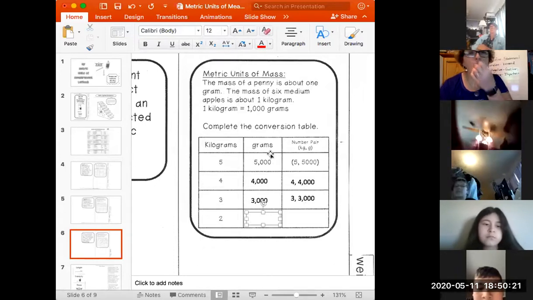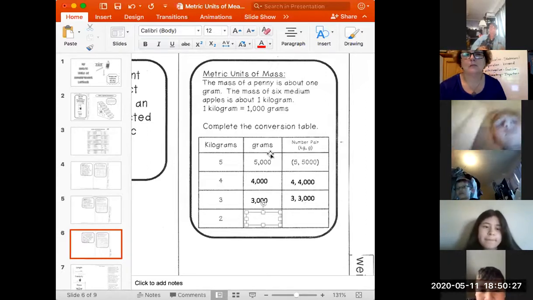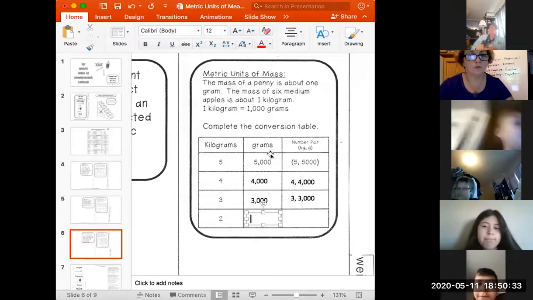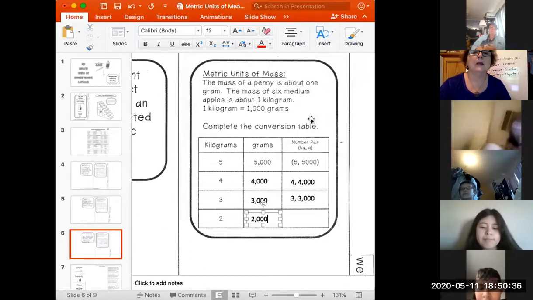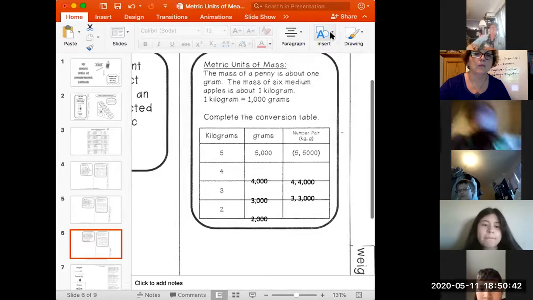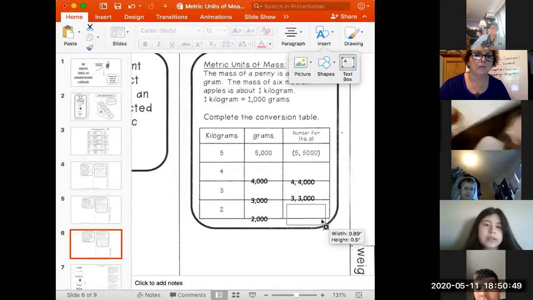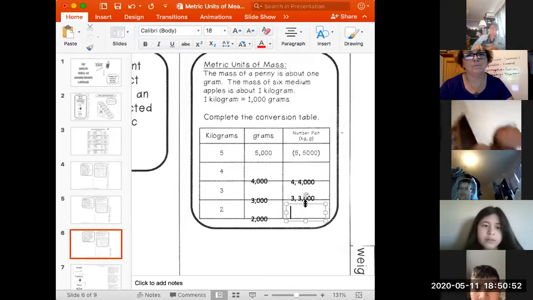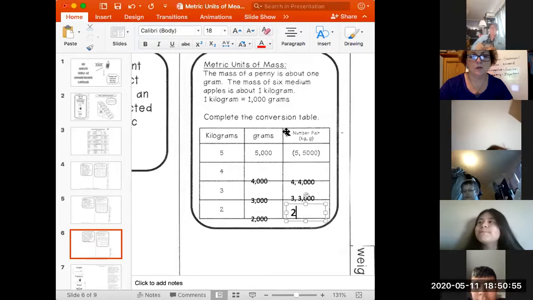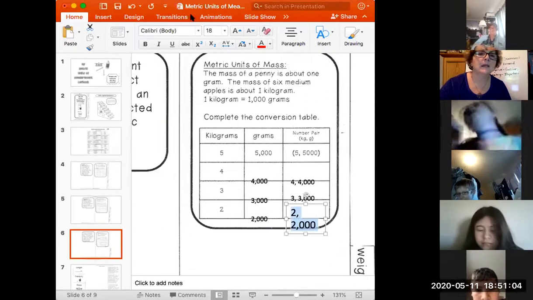All right. If I have 2 kilograms, Manny, how many grams is that? 2,000. All right. And what's going to be my set of numbers over here? What's it going to be, Manny? 2 and 2,000. Okay. All right. So that's converting in mass.